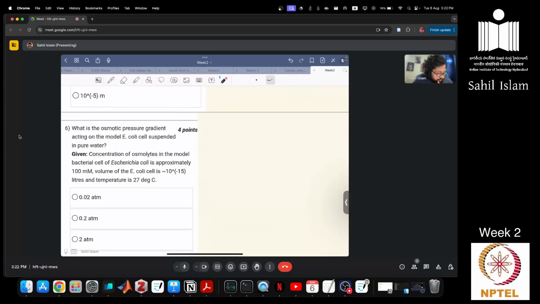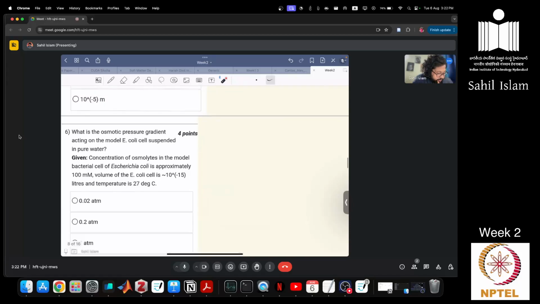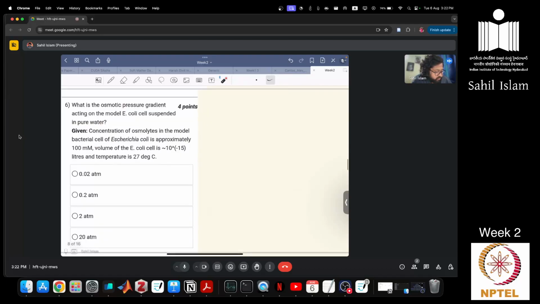Next, what is the osmotic pressure gradient acting on model E. coli? So, osmotic pressure gradient on model E. coli suspended in pure water. Given the concentration of osmolytes in the model bacterium, what is given? The concentration is given, the volume of the E. coli cell is given, and the temperature.